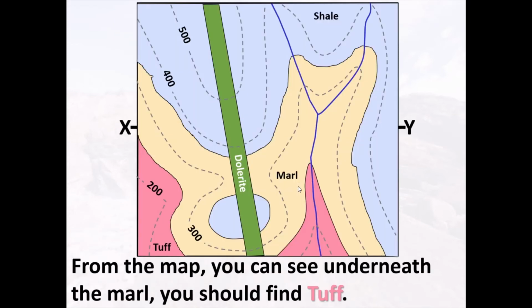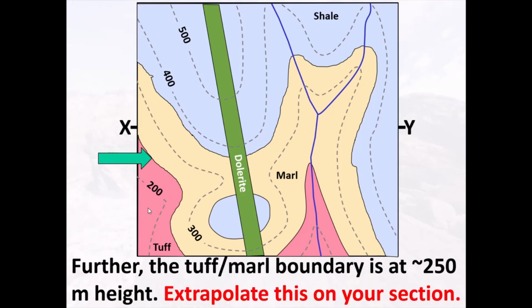Well, looking at our map, we can see on the high ground at 500 and 400 meters above sea level there's shale, and then at around 300 meters above sea level there's this horizontal bed of marl. But then I can see at about 250 meters there's a contact between the overlying marl and the underlying tuff. Now I can see that contact is, if this is 200 and this is the 300 contour, then this must be about 250. And I can see that that tuff contact continuously crops out across our entire map area at 250 meters above sea level.